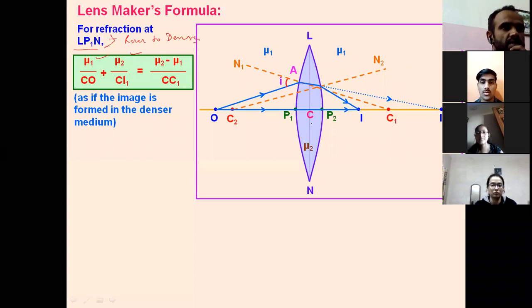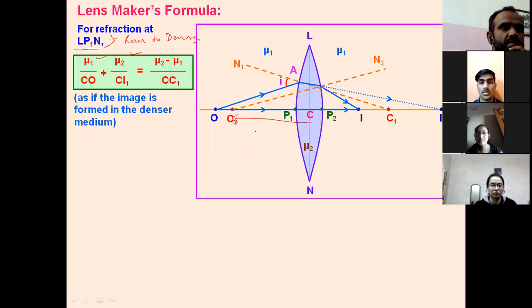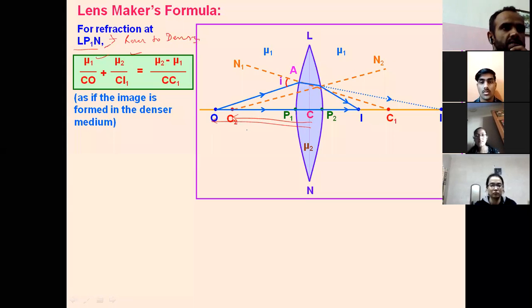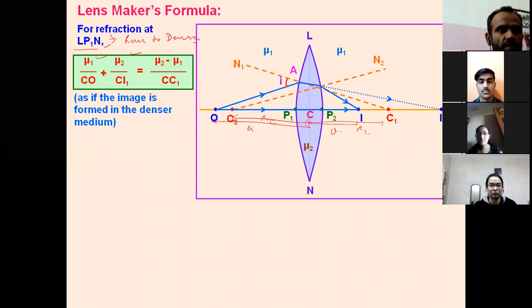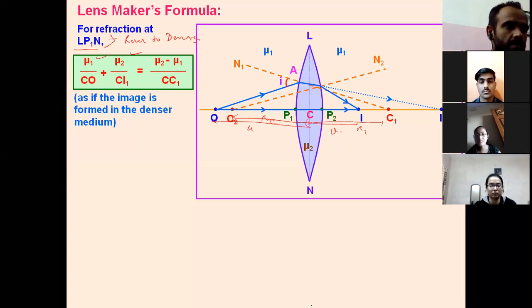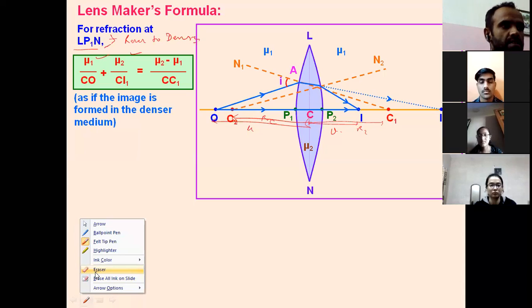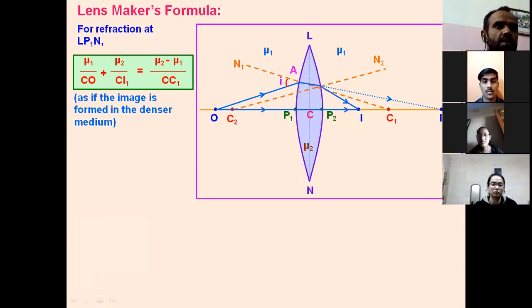Now from here you can see CO is the object distance U, CI is the image distance, that is V, this is R1, R2, and this CC1 is R2. So we will see from here. So if the image is formed in the denser medium, जो हमने पहले बात कर रहे थे, अगर इमेज यहाँ I1 पे फॉर्म होती है, ठीक है, कहाँ पर, I1 पे, we are talking about this one only.